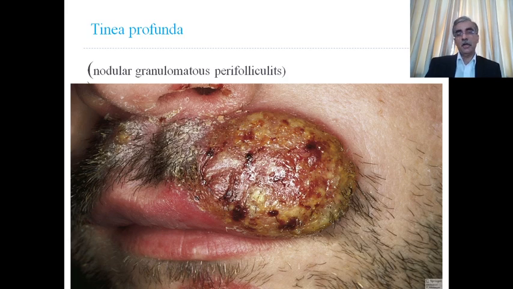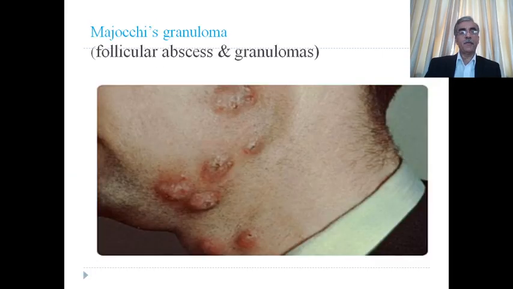You can see here the mustache area is involved, and it can extend to the beard area also. Intense inflammation is there, and a large boggy swelling is there. So when we see such a kind of lesion, we should also think of tinea profunda. Then in another picture we can see follicular abscesses with granuloma formation over the neck. These are discrete abscess-like lesions with follicular granulomas, known as Majocchi's granuloma.